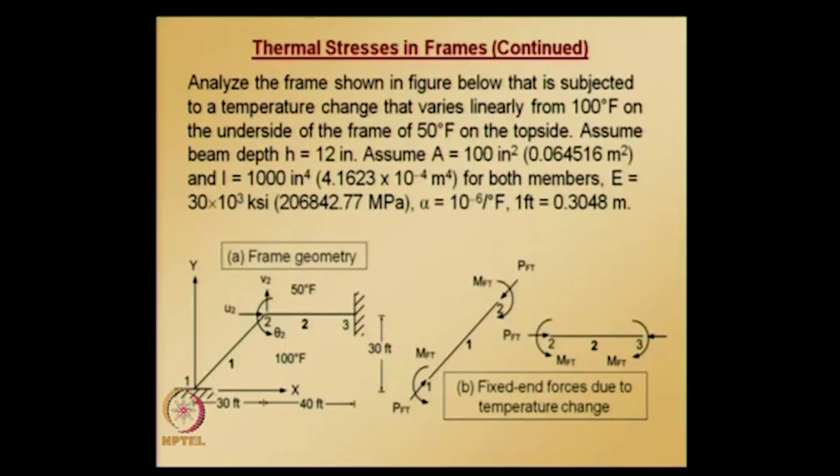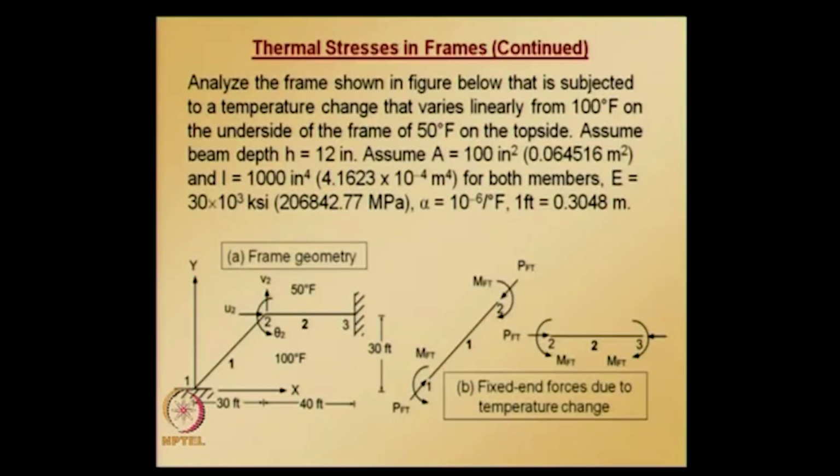As you can see from the figure, node 1 and node 3 are constrained. So all the degrees of freedom at node 1 and node 3 are 0, and the second figure shows the fixed end forces due to temperature change. Now this is different from what we saw when we looked at the concept a few minutes back. There the top surface temperature was assumed to be higher than the bottom surface temperature. Here the top surface temperature is less than the bottom surface temperature.